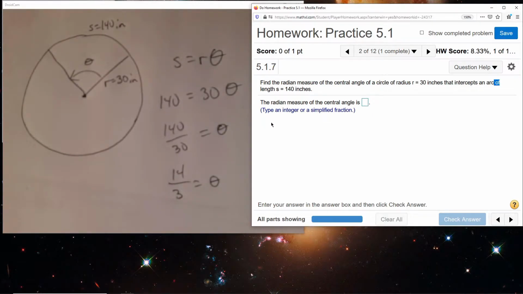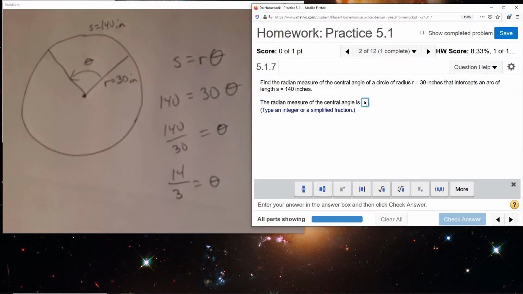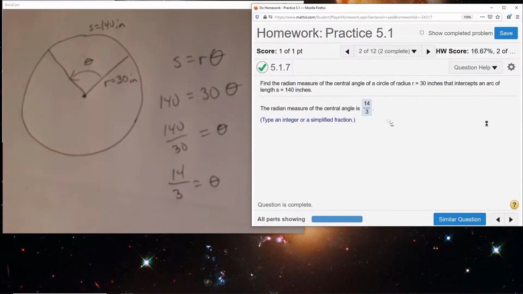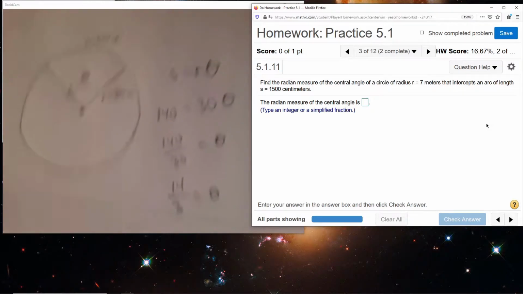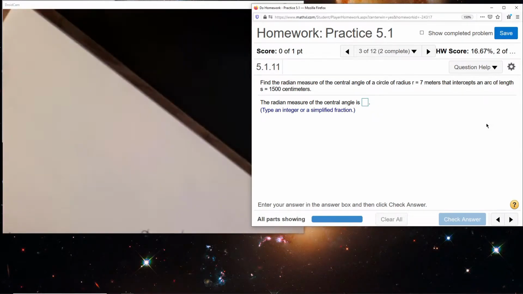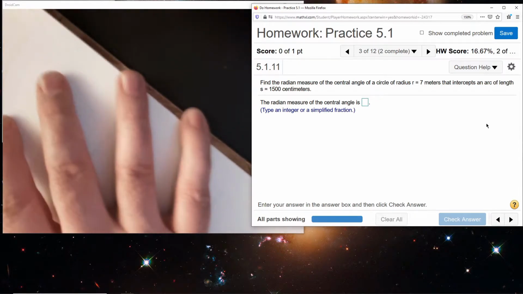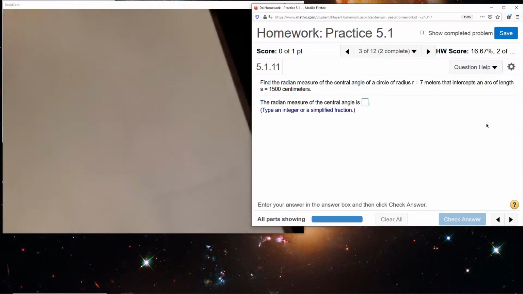And let's just see what MyMathLab wants. Let's type an integer or a simplified fraction. We have a simplified fraction here. And there's our answer. So we'll check out this next one here. Find the radian measure of the central angle, again, so just like the last problem. And an arc length.